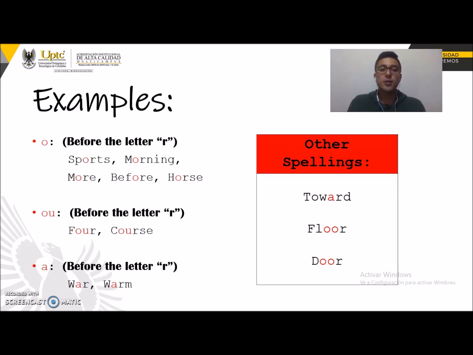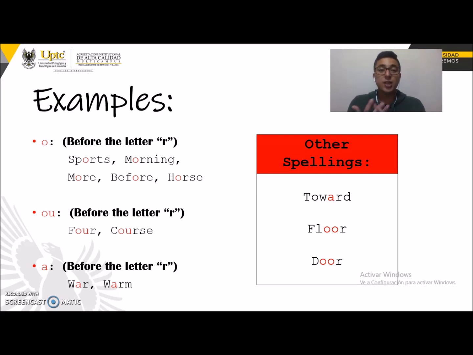Some examples are sports, morning, more, before, horse. Also, when you have an O and a U before the letter R. Some examples are for and course. And lastly, when there's only one A before the letter R. Some examples are war and worm. Other spellings like tower, floor, and door.